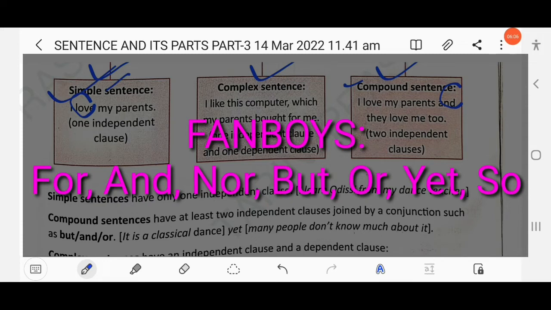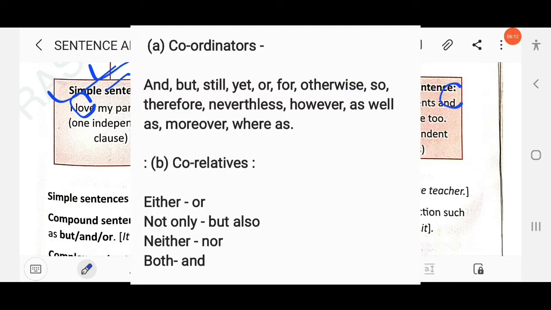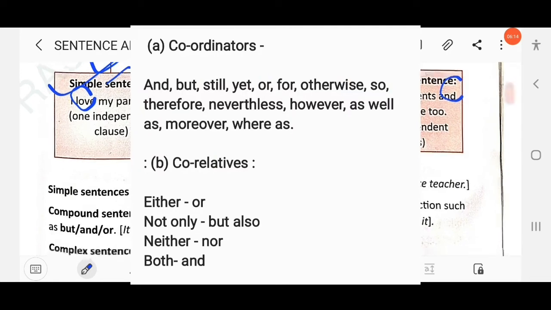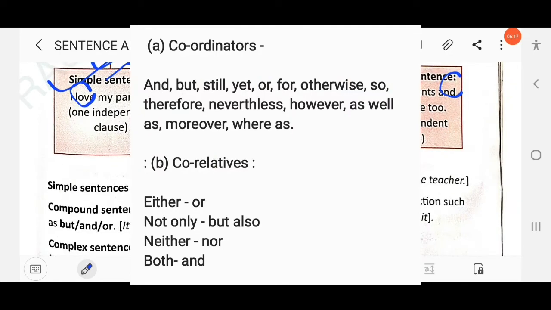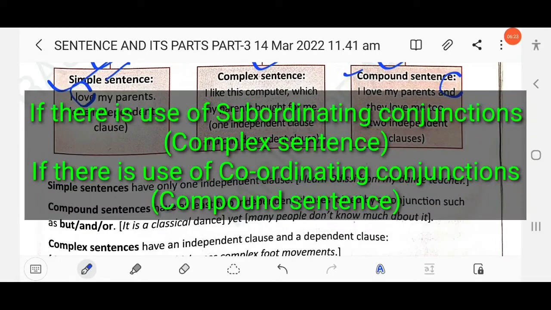So this is known as FANBOYS. If there is use of a coordinating conjunction, the sentence will be called a compound sentence. Clear? So here, just look at the screen. You should note all the conjunctions so that you can easily identify which one is a complex sentence and which one is a compound sentence. Clear? So if there is a subordinating conjunction, that will be considered a complex sentence. If there is use of a coordinating conjunction, that will be considered, yes, a compound sentence.